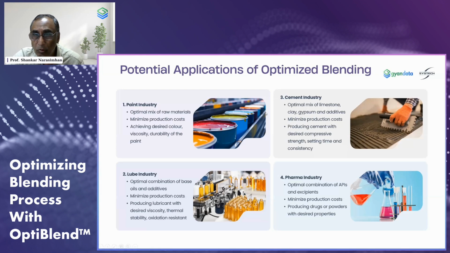Here again, if you look at the lube industry, we are talking about base oils and additives. You describe the raw materials that you have and the additive properties. You produce a lubricant with desired viscosity, thermal stability, flash point, pour point, and so on, and you want to do it in such a way that the cost is as minimal as possible. If you look at the cement industry, you're looking at a variety of raw materials like limestone, gypsum, and so on, and you're trying to minimize or maintain the compressive strength of the product, the setting time of the product, and so on, and trying to find the least-cost solution to this problem.